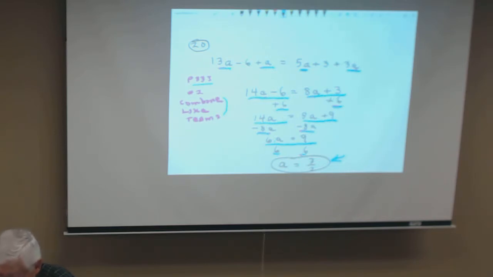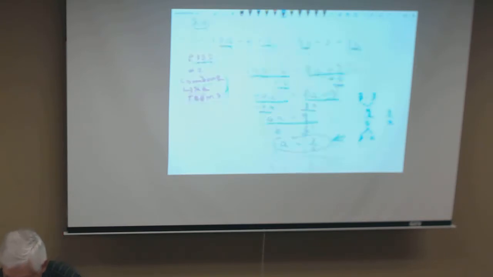9 over 6 reduces down. 9 over 6. Little tree, 3 times 3. A little tree, 3 times 2. And the 3's cancel, so it's 3 over 2. I know you can do that in your head, but I just think these little trees are cute. So I like to build them.